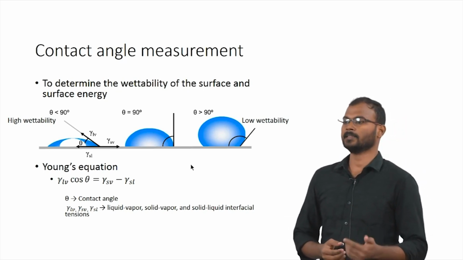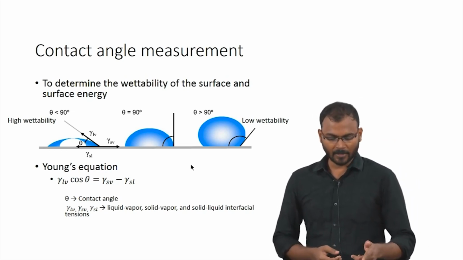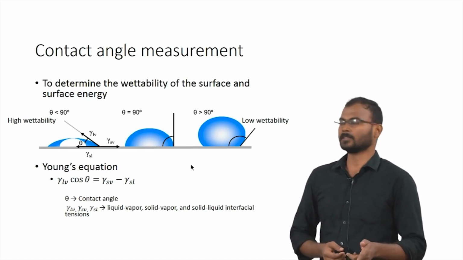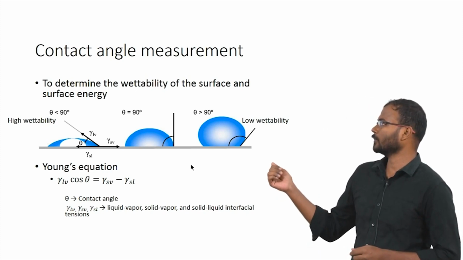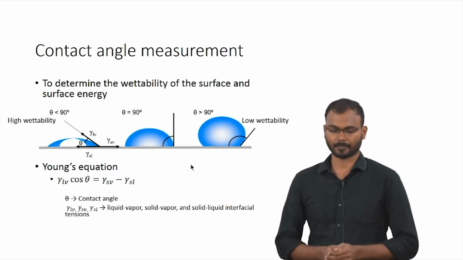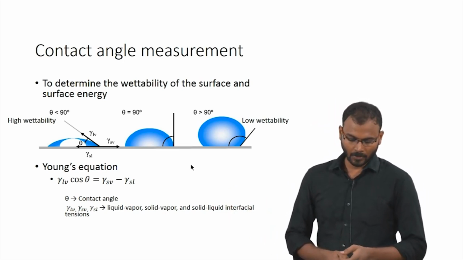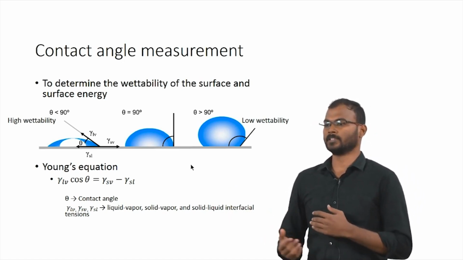So, this relation has been given by Young's equation, which is interfacial tension between the solid liquid interface cos theta equal to interfacial energy at solid vapor minus interfacial energy solid liquid interfaces. So, based on this contact angle, we can modify the surfaces also.